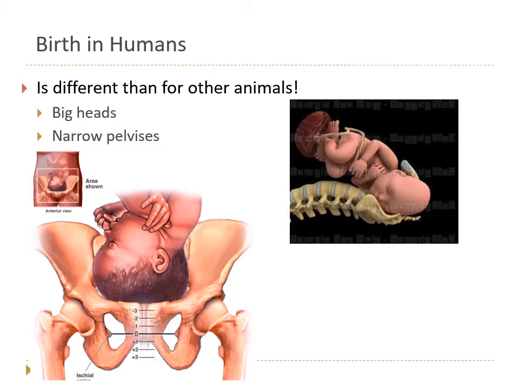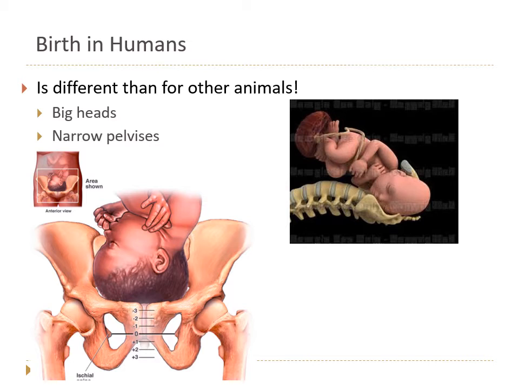Our birth process tends to be more difficult. Therefore, we are one of the only animals that tends to give birth in the presence of others. If you've ever had a cat give birth, you know they'll go hide somewhere away from everybody else, right? And they'll just do it on their own. Humans, we often need help. Our births tend to be much more difficult because of those big heads and narrow pelvises.